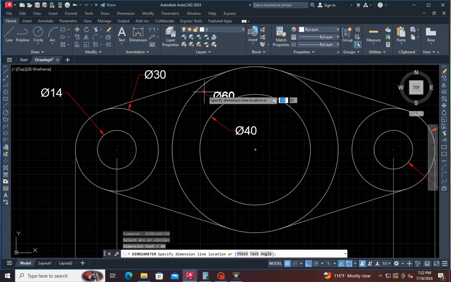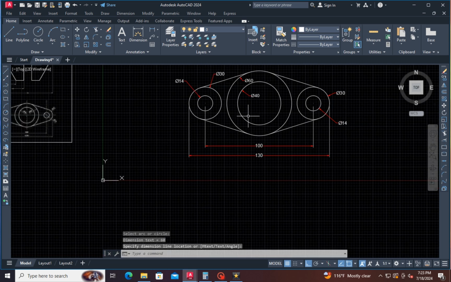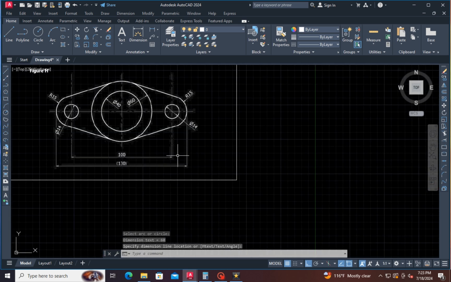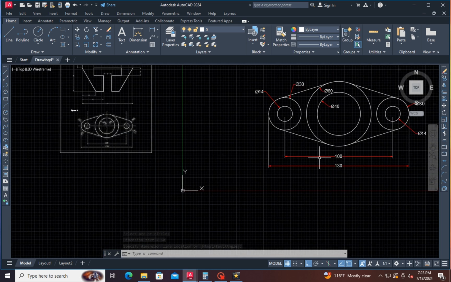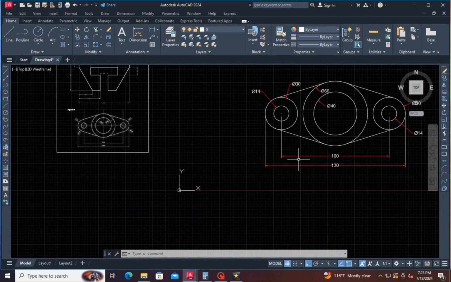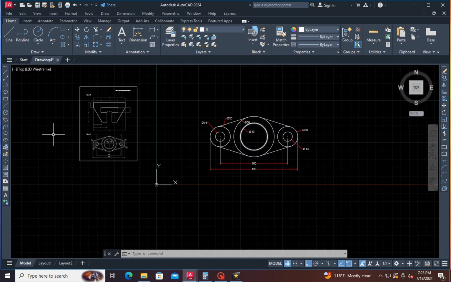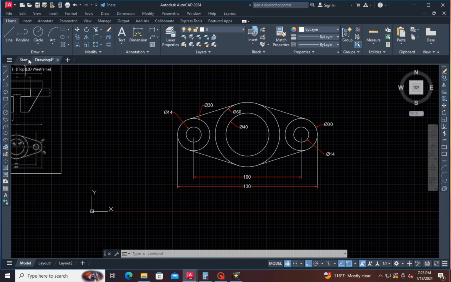The main thing is your dimension should be visible and clear, and it is readable. So the person who is seeing this drawing or who is working on this drawing, it is easy for him to determine the dimensions.